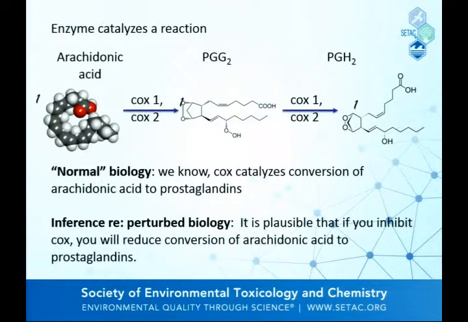So as an example, if we have an enzyme that catalyzes a reaction, cyclooxygenases catalyze the conversion of arachidonic acid to prostaglandins. That's the basic biology. Our inference based on that, if we perturb that biology, if we inhibit that enzyme activity, we can pretty readily infer from that if you inhibit COX activity, you'll reduce the conversion of arachidonic acid to prostaglandins. Prostaglandin concentrations will go down.